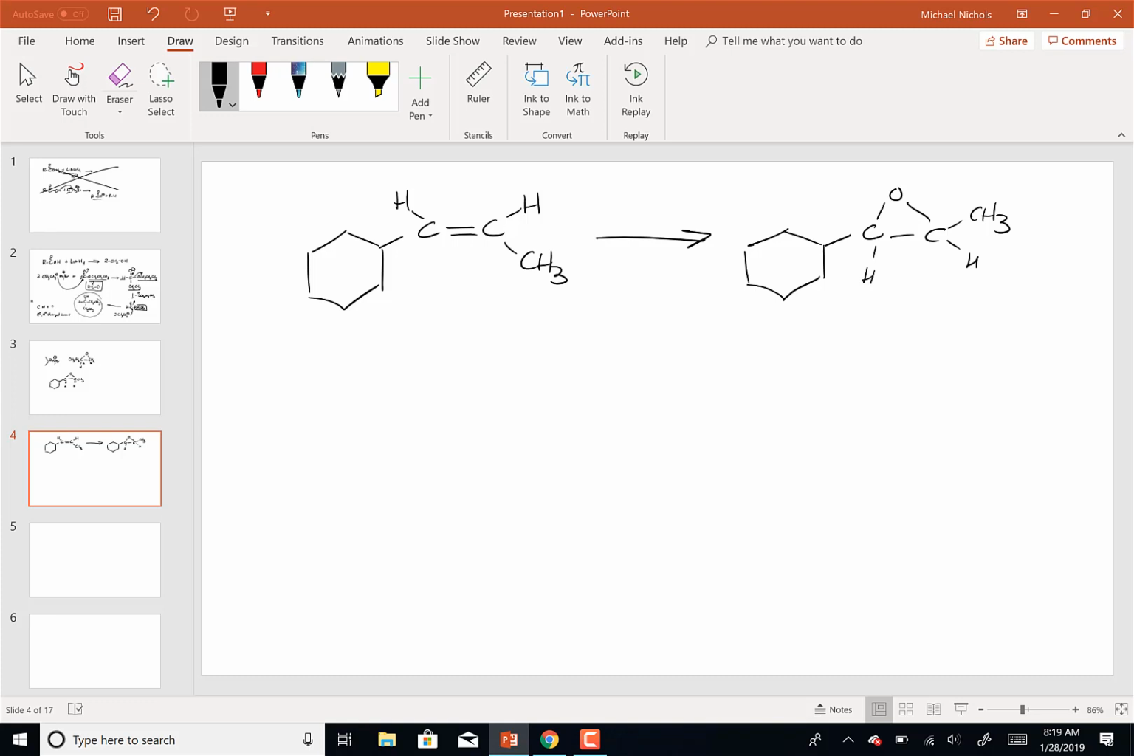Peroxyacid. What's a peroxyacid? It's a carboxylic acid, but it has an extra oxygen, RCO3H. Like that? Okay, so we can use a peroxyacid in one step.